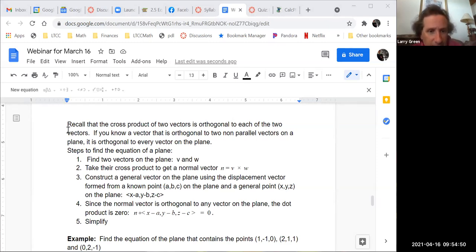Now comes a few things, and this is really important. You know that the cross product of two vectors is orthogonal to each of the two vectors. Hopefully you remember that. That's really important with cross products. If you know that a vector is orthogonal to two non-parallel vectors on a plane, it's orthogonal to every vector on the plane. Does that make sense?